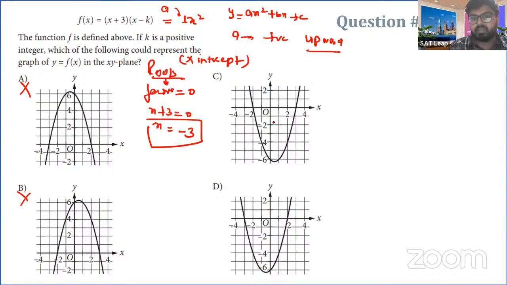So in option C and D, if you look at option C, the x-intercept is at minus 2. And in option D, the x-intercept is at minus 3. Yes or no? And we have just got to know that the x-intercept or the root is at x equal to minus 3. So D has to be my correct answer instead of C.